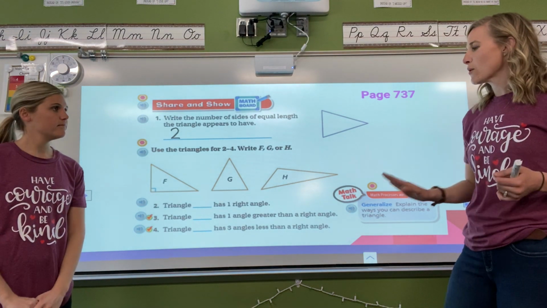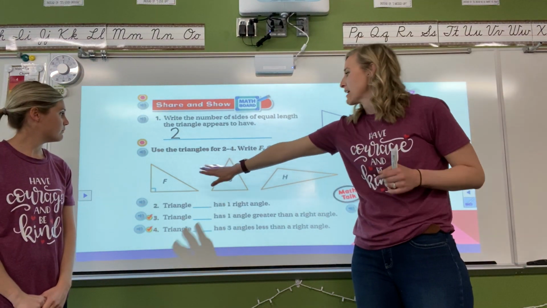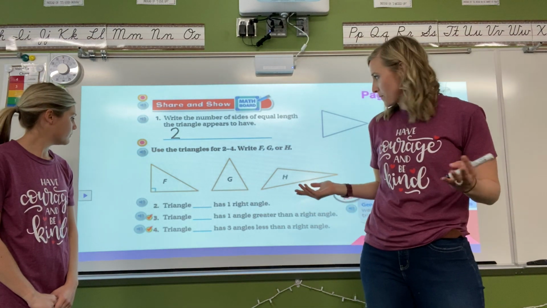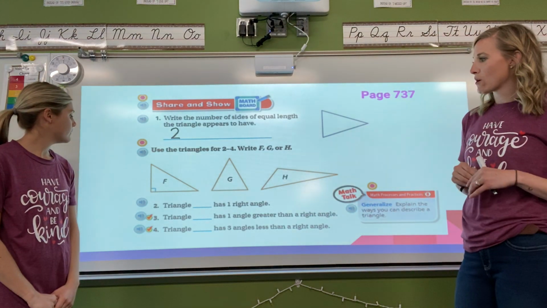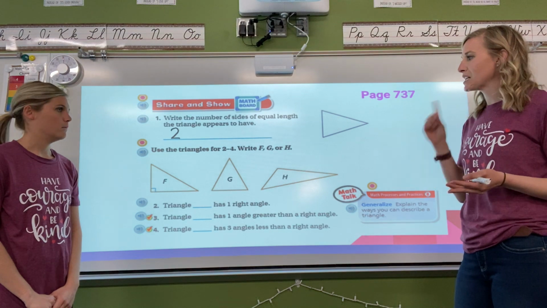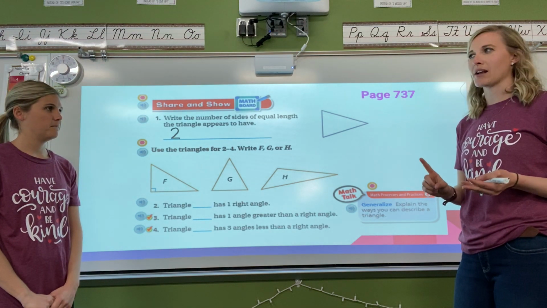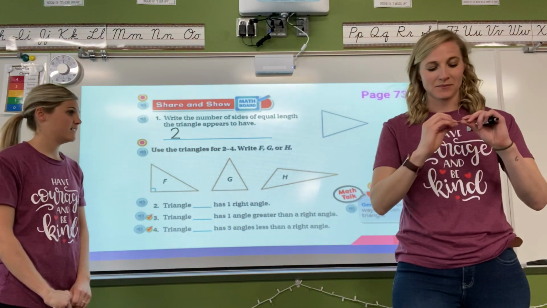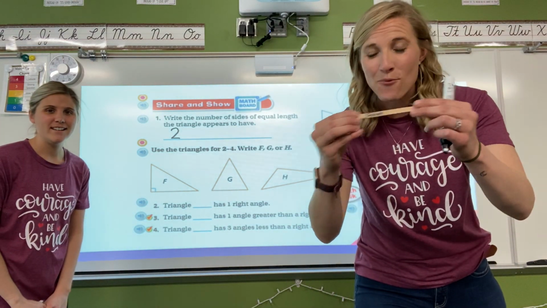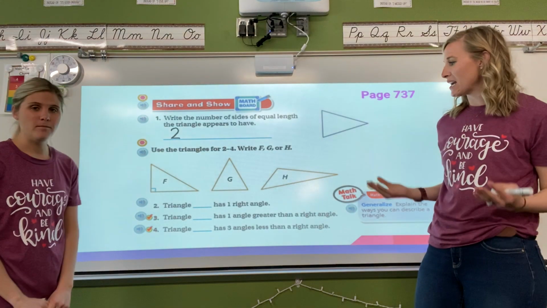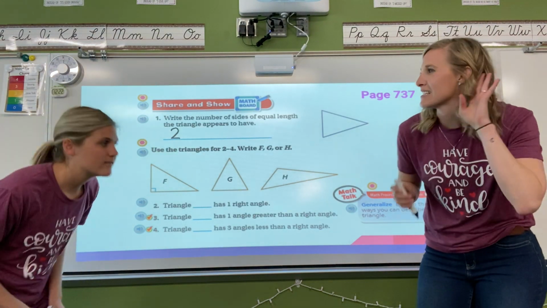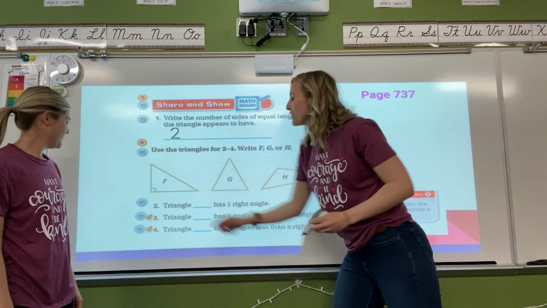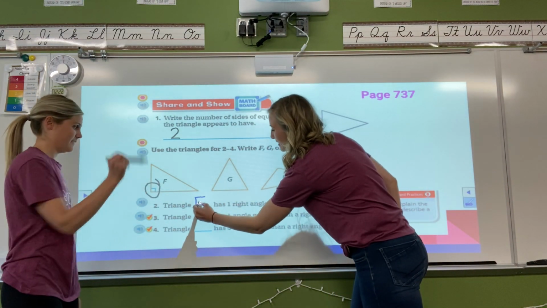Perfect. So now we're going down and we're looking at triangles F, G, and H and answering 2, 3, and 4. Number 2 reads, triangle blank has one right angle. I'm going to call on someone. That's a good idea. Remember to look for that square. Hey Peyton, which one has one right angle? Nice and loud. Yeah, F does. He found that square. Nice job.